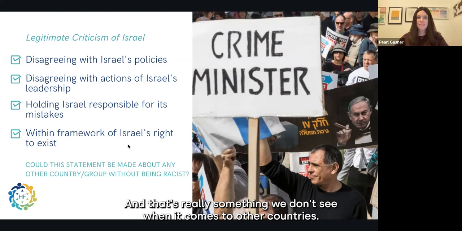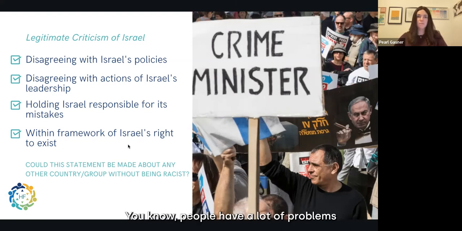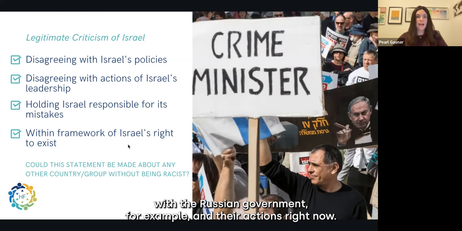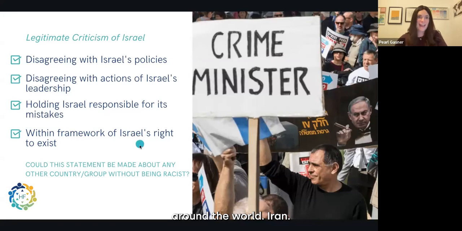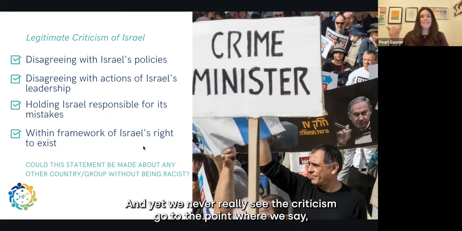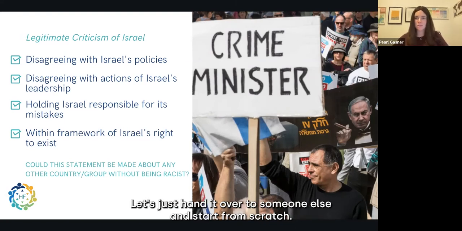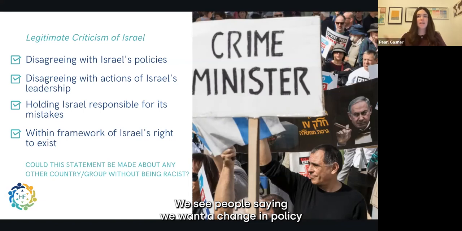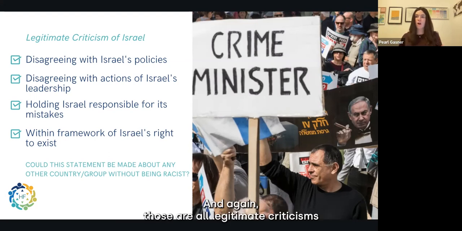And that's really something we don't see when it comes to other countries. There are many countries out there that people are highly critical of right now. People have a lot of problems with the Russian government, for example, and their actions right now. Same thing with the Chinese government, with many different governments around the world, Iran. And yet we never really see the criticism go to the point where we say, let's just get rid of the country. Let's just hand it over to someone else and start from scratch. We see people saying we want a change in policy or a change in leadership, or we want them to be held accountable. And again, those are all legitimate criticisms that can be made of Israel as well.